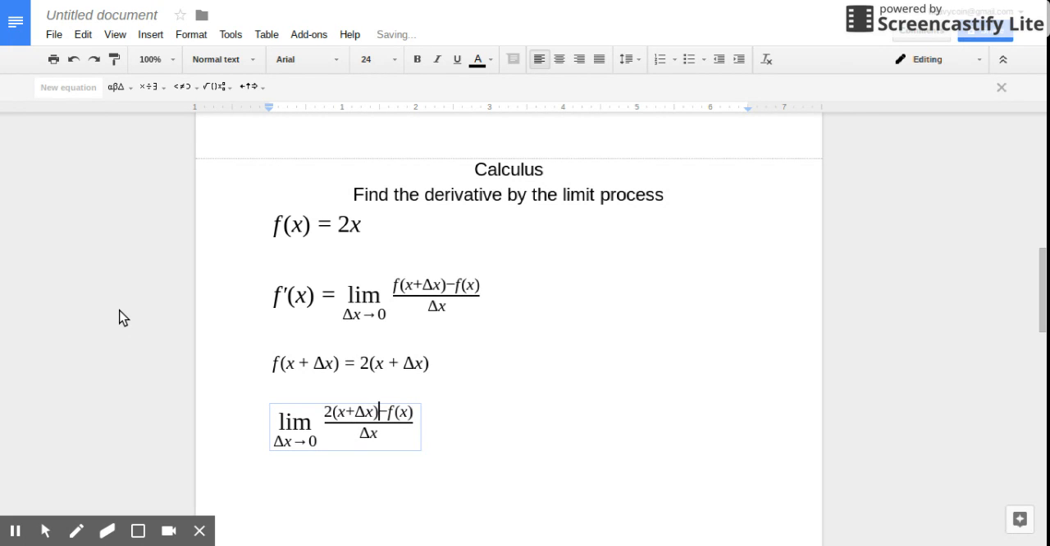All right, you see that? So that got replaced. And then, of course, our f of x is 2x. So you see that? That's all we got to do. Okay, that's all we got to do.